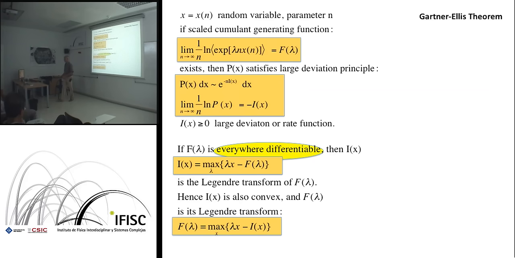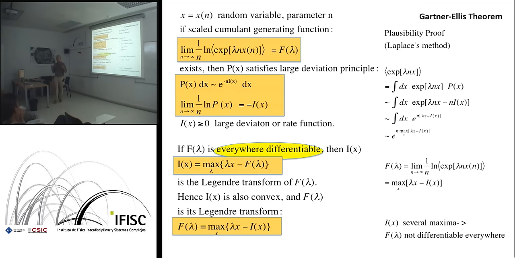So where does this come from? As a plausibility proof, you will see that the ingredient has to do with Laplace methods for approximating integrals in which there is a large parameter. And so I will actually prove it not in this way but in the other way. Suppose that I have a probability distribution that asymptotically has this shape. Let's calculate this quantity here, the average of the exponential of lambda times x. So this is this integral here.